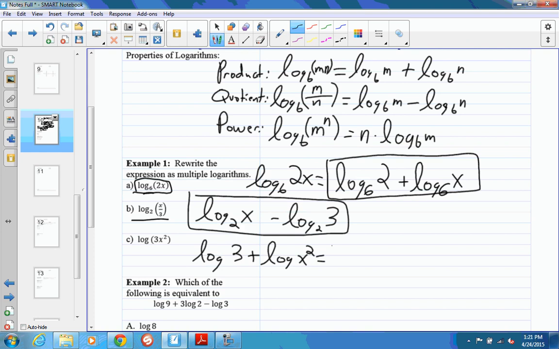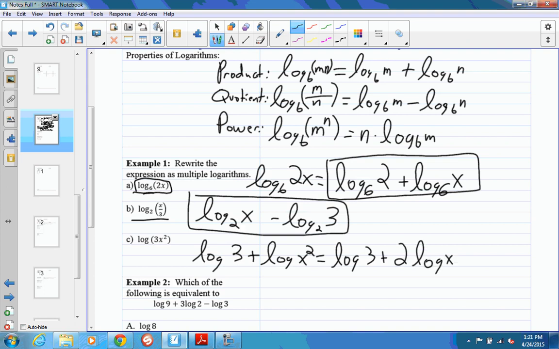And change this to, I've still got log of 3 plus what? What am I going to change log of x squared? You were here 30 seconds ago, though. Which property am I going to use for log of x squared? Power? So what am I going to rewrite it as? Log of x squared. 2 log of x, right? Good.